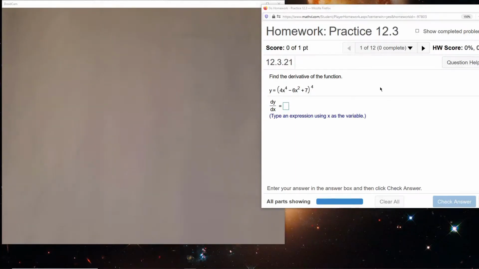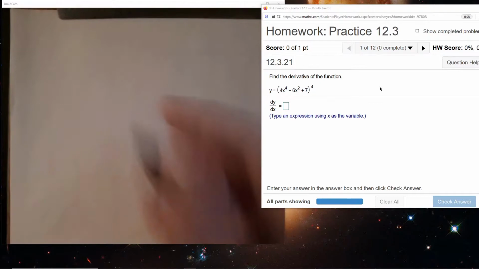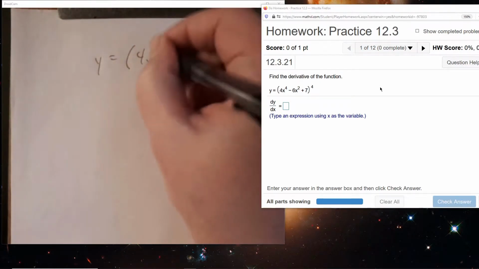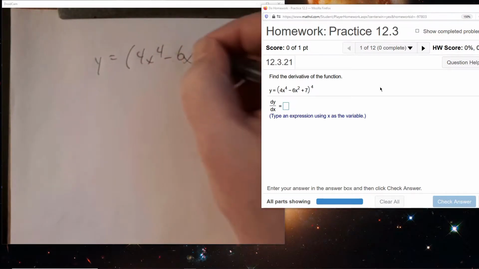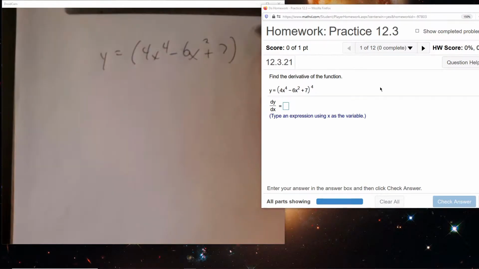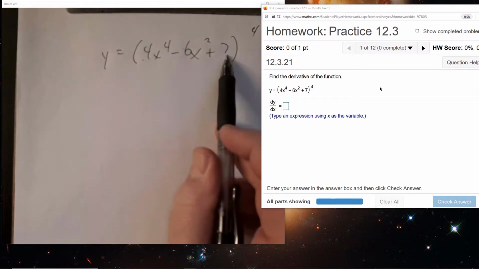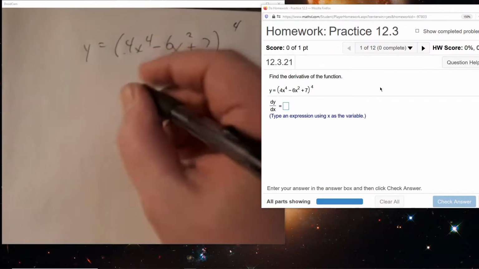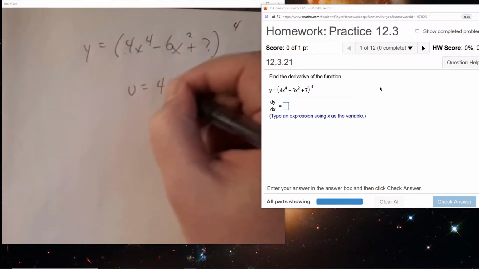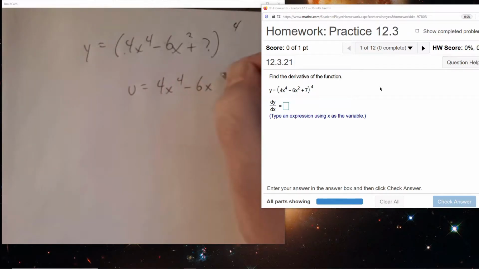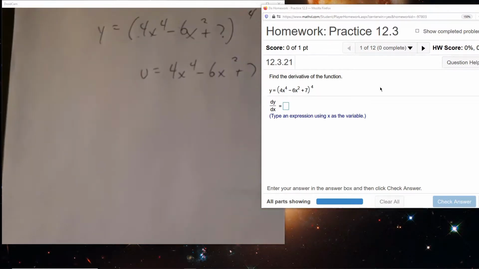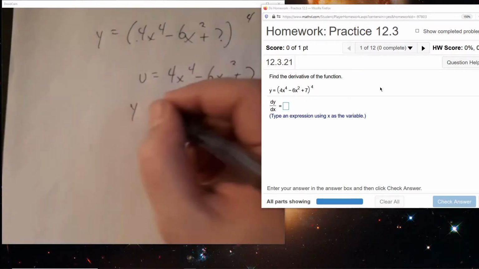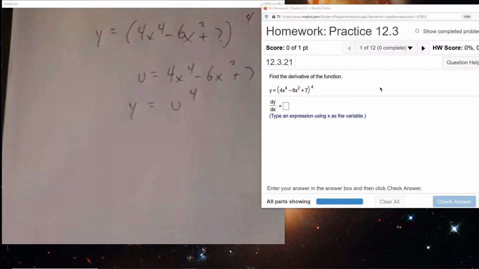All right, so let's check out practice 12.3 and looking at number 1 here. So let's check out our function. And the first good thing to recognize here is we have a polynomial inside a polynomial. So the inside function we'll define as u. And then that changes our function y to just being then u to the fourth.